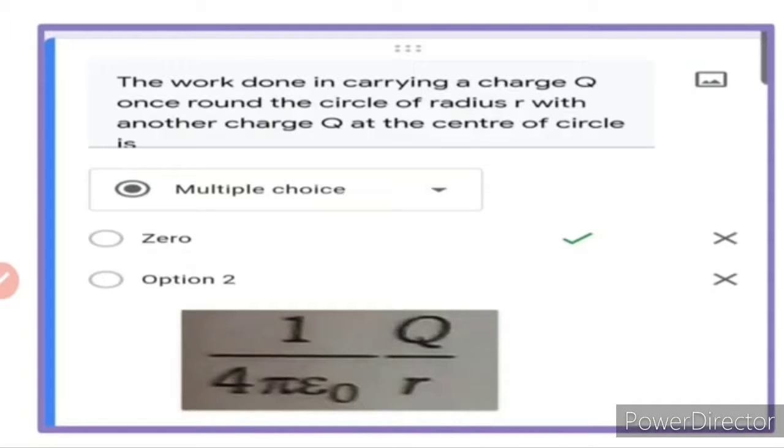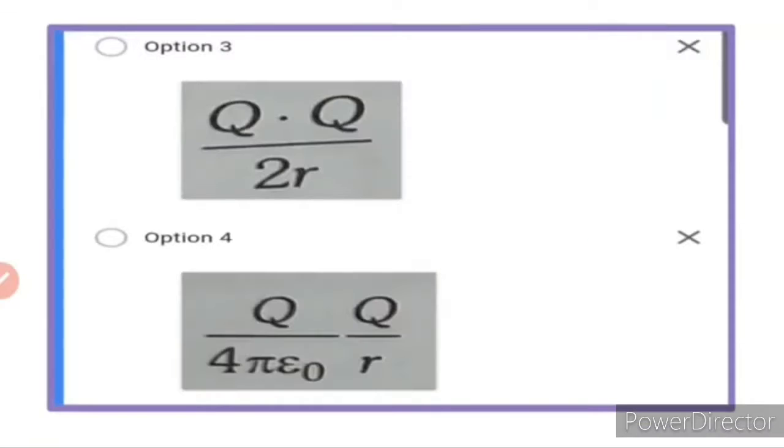So actually this charge which is moving is moving on a circle at whose center another charge is kept. So along that circle the potential will be the same, equipotential. So work done in moving the charge will be 0. It's already marked there. That is, the answer is 0.